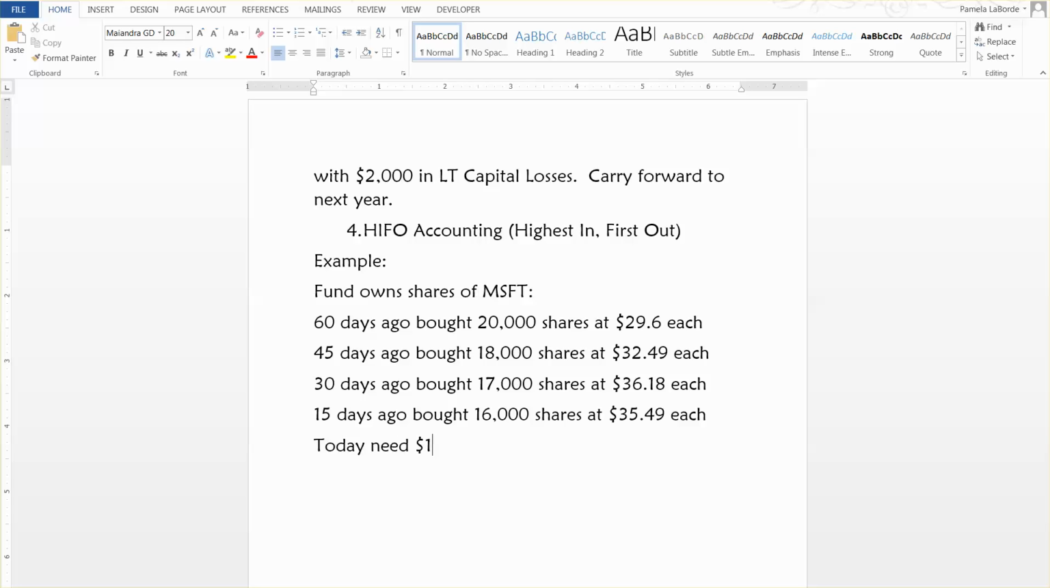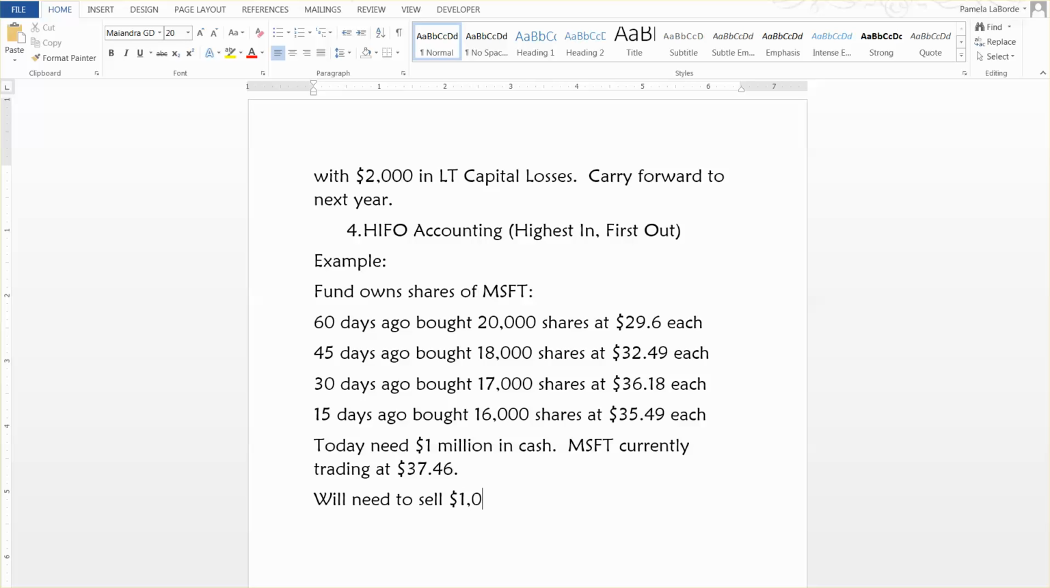And today, they need $1 million in cash. Maybe that's because a big shareholder decided to cash out a lot of shares of the mutual fund. They decided to redeem a lot of shares, and so the fund needs $1 million in cash to pay for that shareholder's redemption. And they decide to sell shares of Microsoft to raise that $1 million in cash. And Microsoft is currently trading at $37.46.